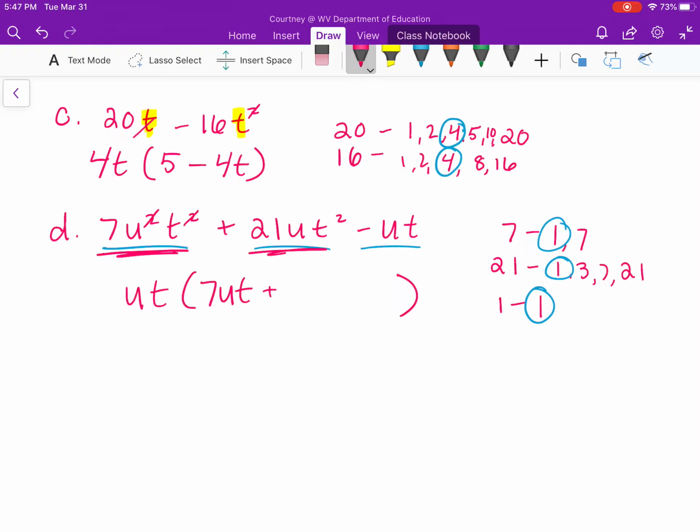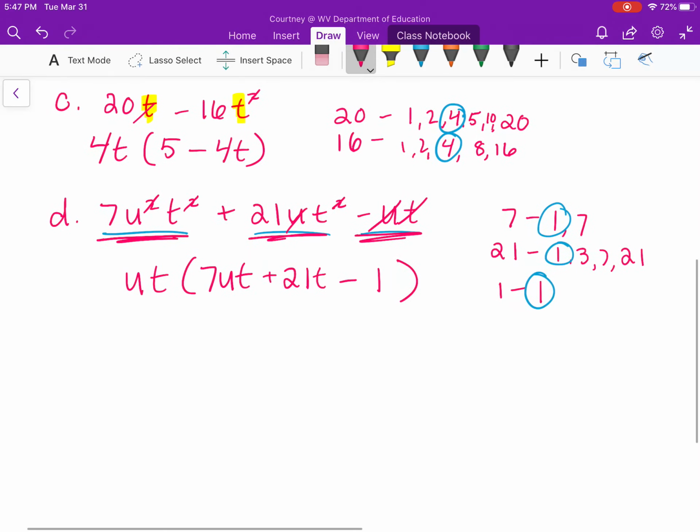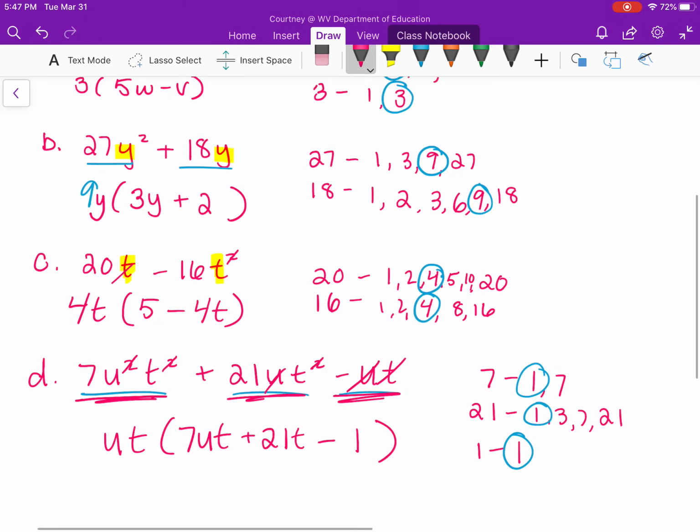What about if we take those away from the middle term? We still have a 21. This u is gone, but we still have one t. And here, we took away this u and this t. So if we don't have anything left, we put -1. You still have to put a -1 there because it's not just 0. There's still something. Okay, so those are our notes for today.